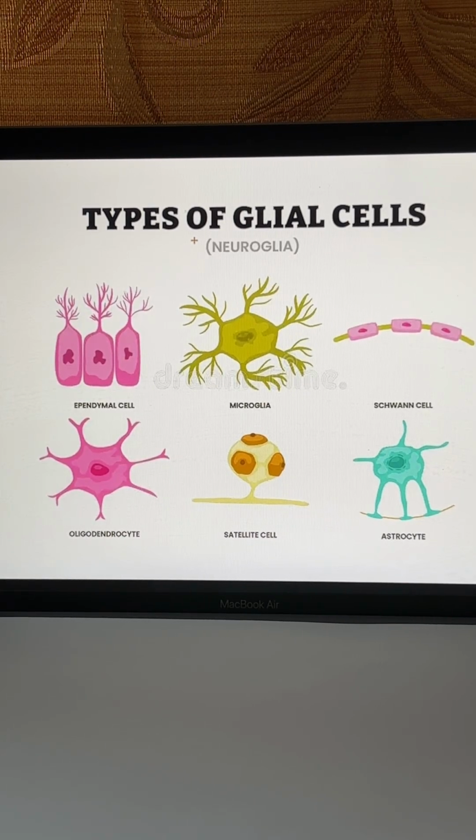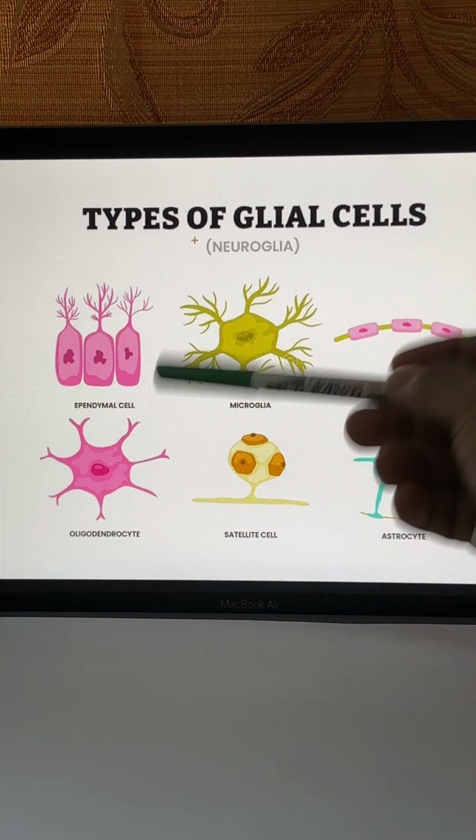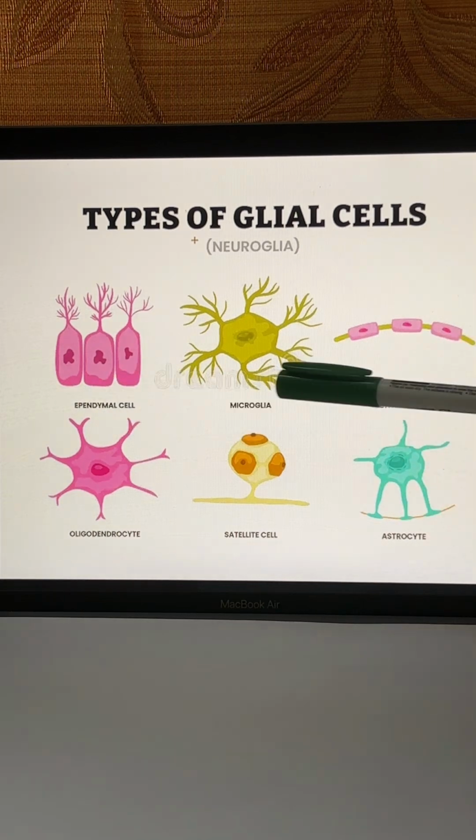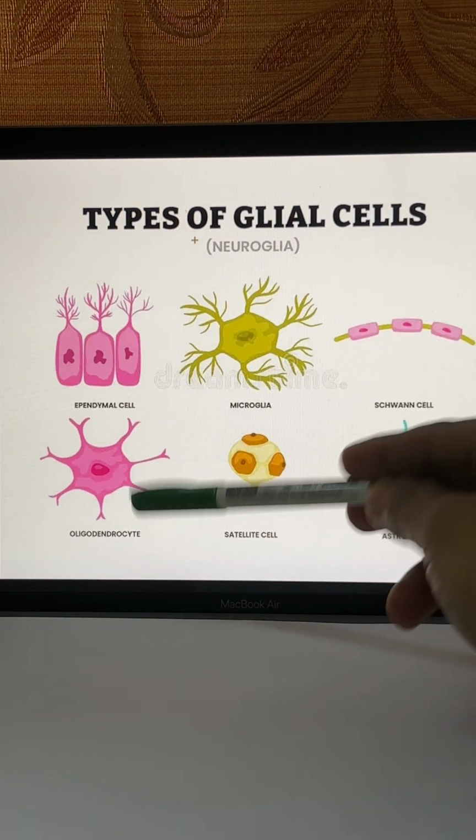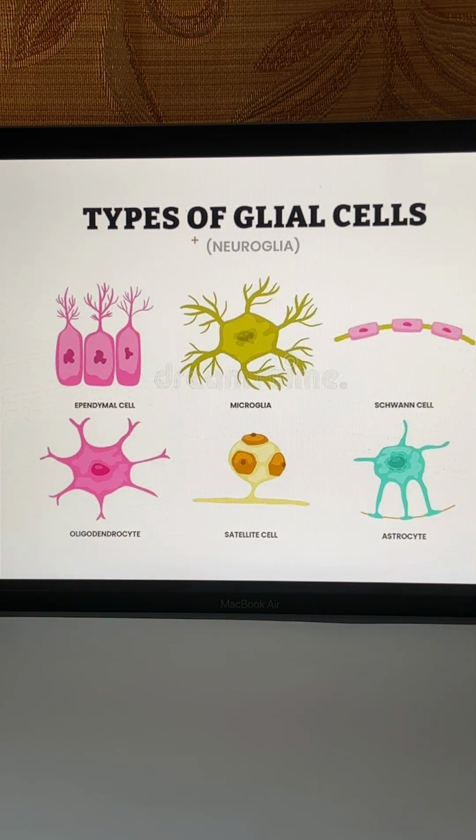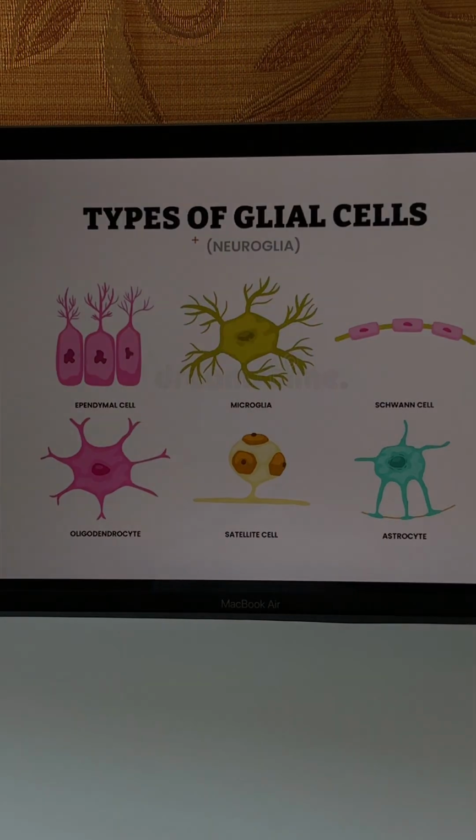So today we'll continue our neuroanatomy lecture, and today we'll talk about different types of glial cells. Okay, so we know that we have ependymal cells, microglia, Schwann cells, oligodendrocytes, satellite cells, and astrocytes. We'll talk about the special features of all these different types of glial cells. So let's start our lecture on different types of glial cells.